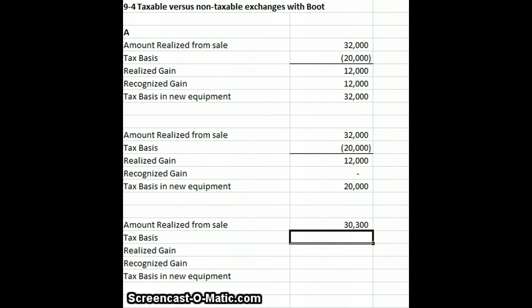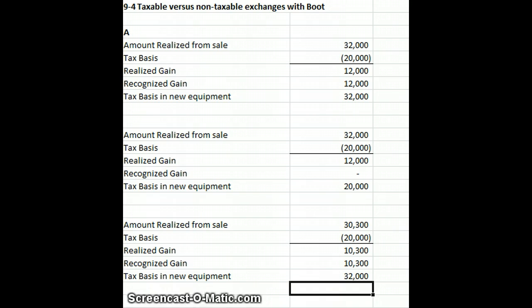My tax basis, again, didn't change. It's still $20,000. My realized gain is $10,300 because it's a taxable exchange. My recognized gain is $10,300. And because I recognize the gain, my tax basis in the new piece of equipment is going to be the fair market value of that equipment, or $32,000. So even though my recognized gain and realized gain changed, my tax basis in the new equipment did not change, because it's a taxable exchange, and the new equipment basis is always going to be the fair market value.